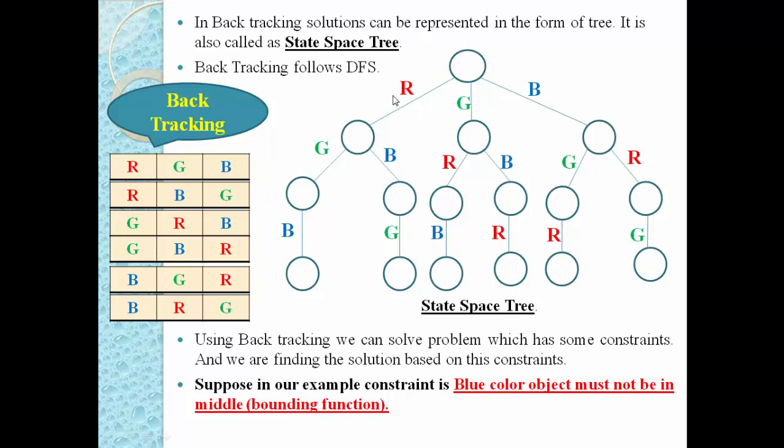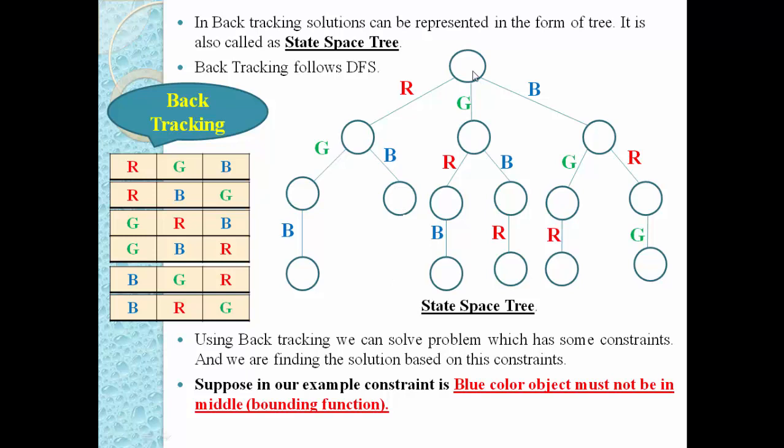Now check another solution, red, blue and green. Here blue is in the middle, so as per the constraint blue must not be in the middle. This is not a correct solution, so we have to just kill this node, we have to just remove this node. We are not exploring this node further because blue is in the middle, and as per the constraint blue must not be in the middle.